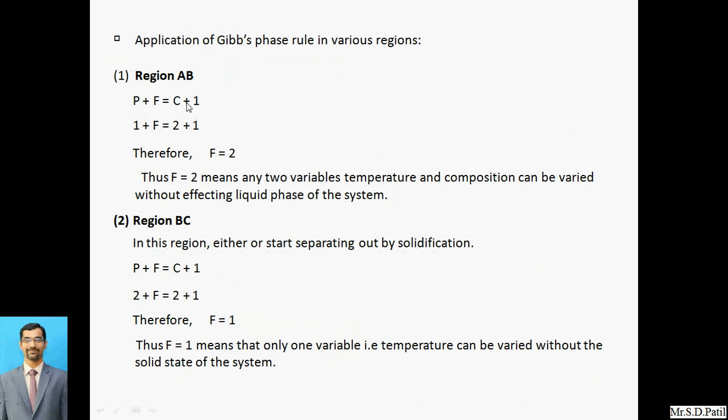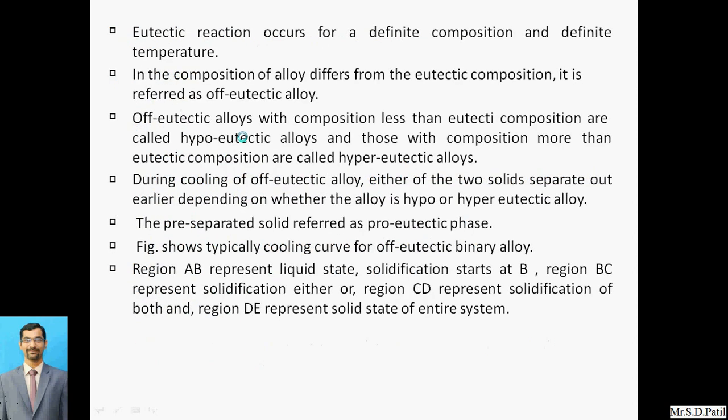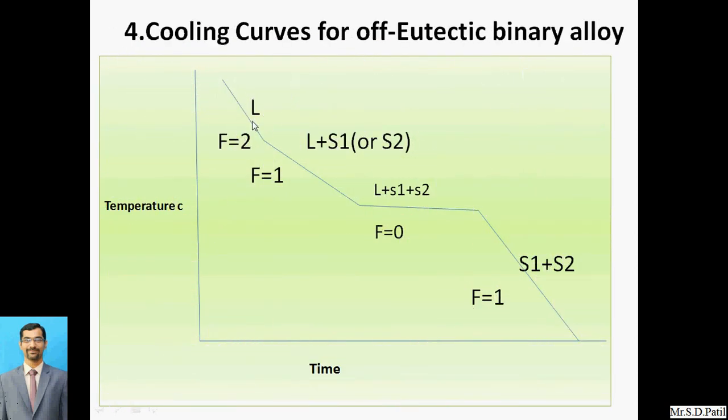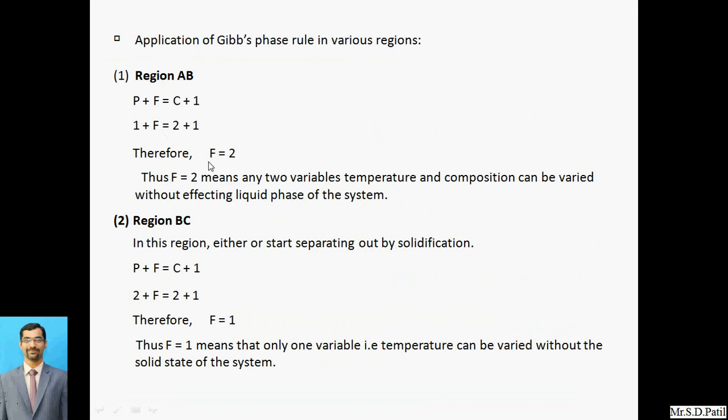Now P plus F is equal to C plus 1. Phase, that is only one liquid phase is there, so that's why P is taken as 1. Again it is a binary alloy, so C will be 2 for this particular region, okay. So here the phase is only the liquid phase, and we have taken a binary alloy, and that's why C is 2. So we are getting F is equal to 2, that is, two variables, temperature and composition, can be varied without affecting the liquid phase of the system. So two variables in the sense temperature as well as the composition.